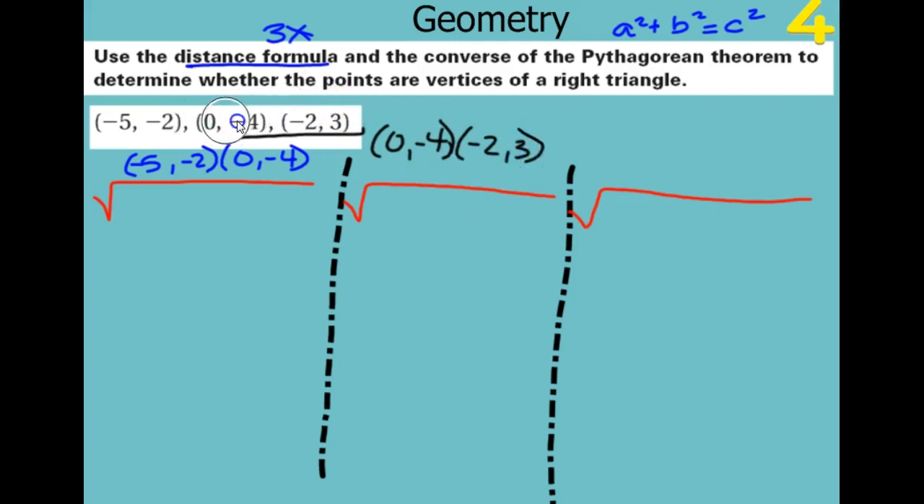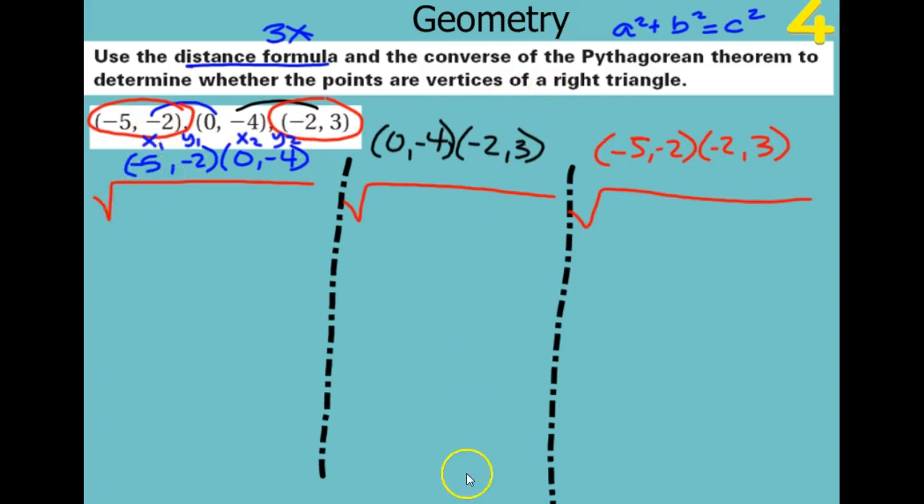And then finally I need to do the third set. I already did these 2, I already did these 2. And now the third set of points I need to do is between the first point and the last point, so -5, -2, and -2, 3. So I'm going to start with just the first one. This is my point x1, y1, x2, y2.